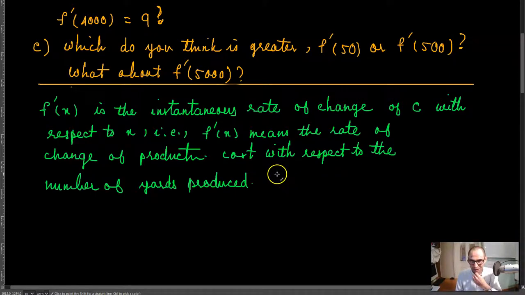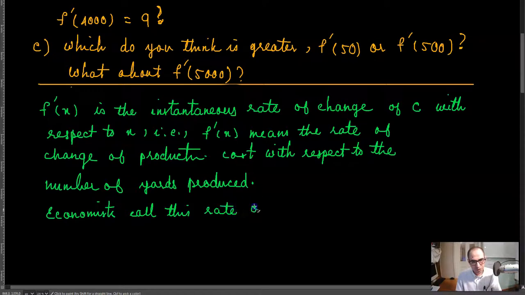And this happens to have a particular label in economics. Economists call this rate of change the marginal cost. The marginal cost. Okay.